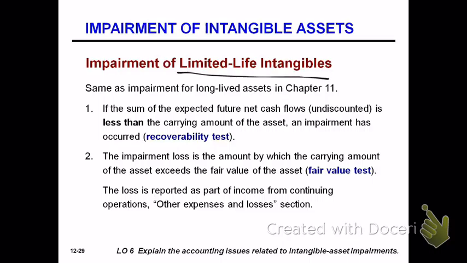So for limited life intangibles, we will do the 2-step process like we did in Chapter 11. So you compare the undiscounted expected future cash flows to the carrying value. If you pass that, there's no issue. If the carrying value is higher than the undiscounted expected future cash flows, you go to the second step where you compare the fair value of the asset to the carrying value and adjust.